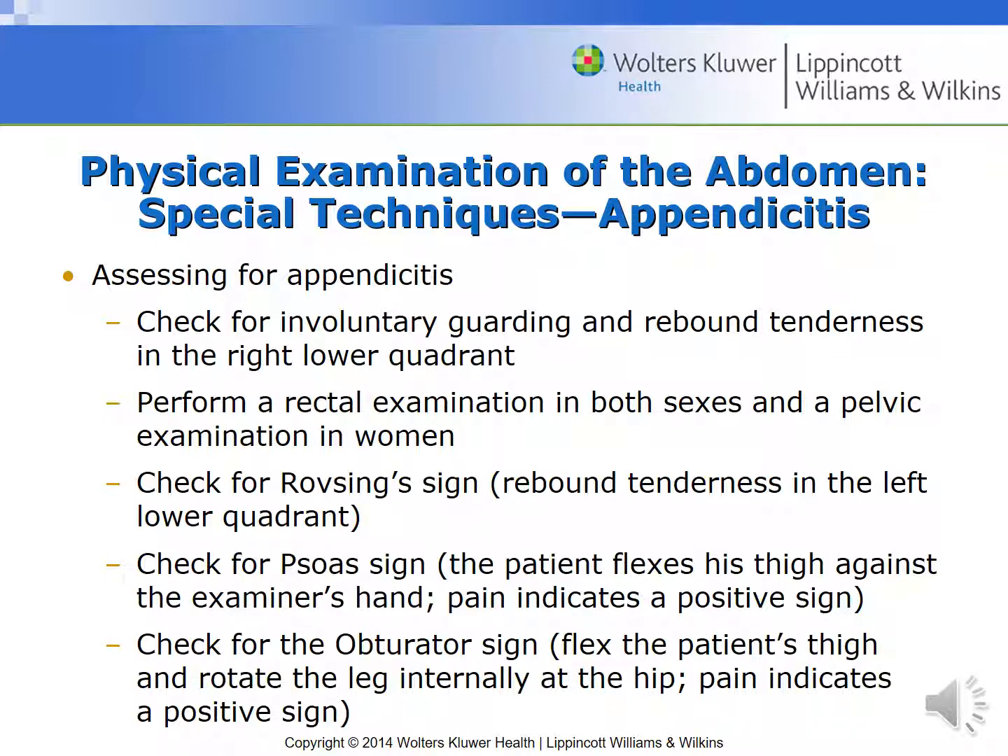Then moving on to psoas sign, this is where you'll have the patient flex their thigh against your hand, and if there's pain, then that's a positive psoas sign. And that's because flexion of the leg at the hip makes that psoas muscle contract. Extension will then stretch it. So any movement of the psoas muscle will cause that pain. And then the obturator sign is another one. You can flex the patient's thigh and rotate the leg internally at the hip. And any pain, of course, is a positive sign. Again, your book has great descriptions of all this as well.